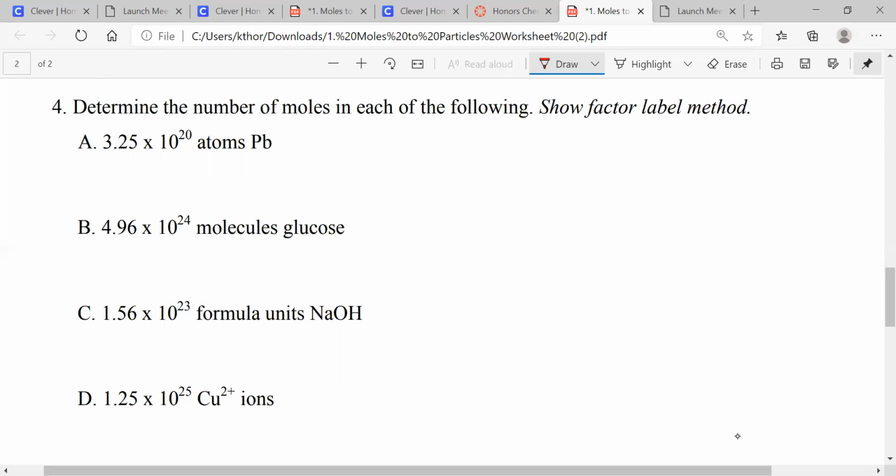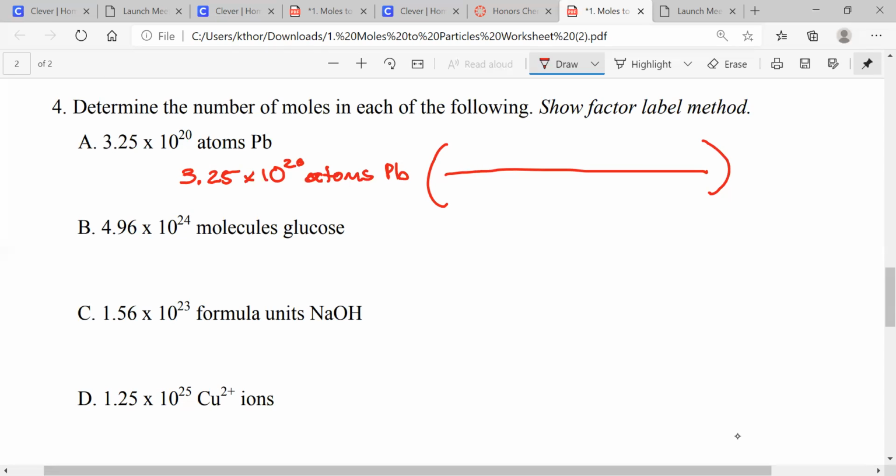So we have 3.25 times 10 to the 20 atoms of lead. So this one is telling you the representative particle. Now you just need to convert it to moles. So our known value is 3.25 times 10 to the 20th atoms of lead. So we need to put Avogadro's number on the bottom this time. 6.02 times 10 to the 23rd atoms of lead is going to be under 1 mole of lead. So this is division.